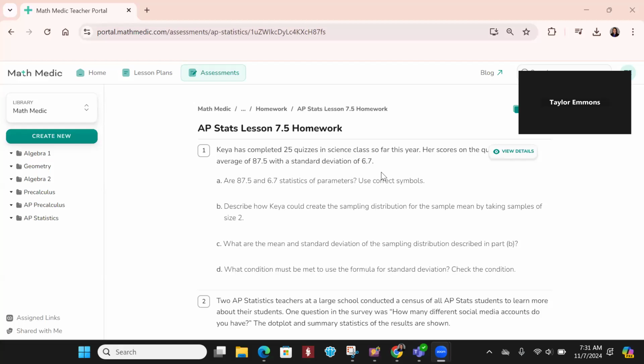Okay. Kaya has completed 25 quizzes in the science class so far this year. Her scores average 87.5 with a standard deviation of 6.7. Are 87.5 and 6.7 statistics or parameters? Use the correct symbols. Why is it parameters? It's her population.